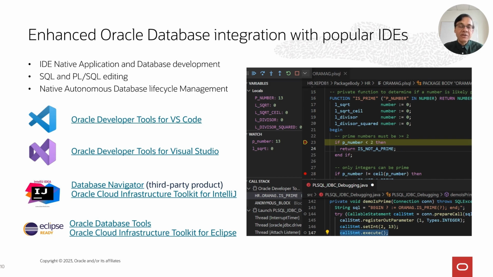Oracle Developer Tools for Visual Studio is available in the Visual Studio Marketplace, and again, it allows you to do the development end-to-end within Visual Studio. Database Navigator is a third-party product which supports Oracle Database, available in the IntelliJ Marketplace. And Database Tools is available in the Eclipse Marketplace. We also have Oracle Cloud Infrastructure Toolkit for IntelliJ and Eclipse, and both of them are currently available in GitHub, but we are working on making them available in the marketplace.